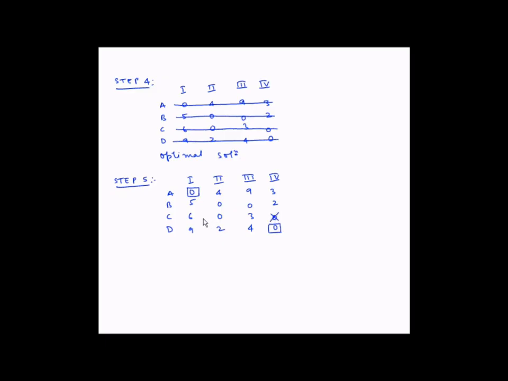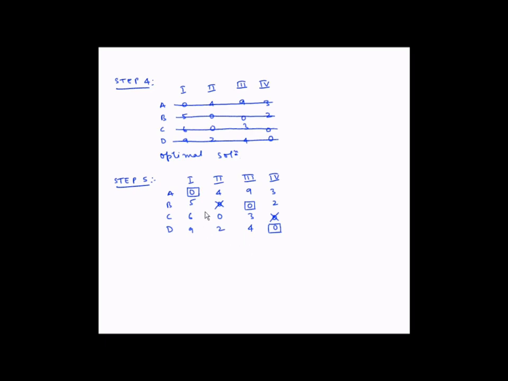Now let's repeat the same steps, but this time we'll go column wise. So for 1 we have already assigned. For 2 we have 2 zeros, so we'll skip this for now. For 3 we have 1 zero, so we will assign this here. Now since B has been assigned to 3, B cannot be assigned to anything else, so we'll cross this 0. So proceeding column wise, we'll move on to 4. Here we have either a cross or an assigned 0.